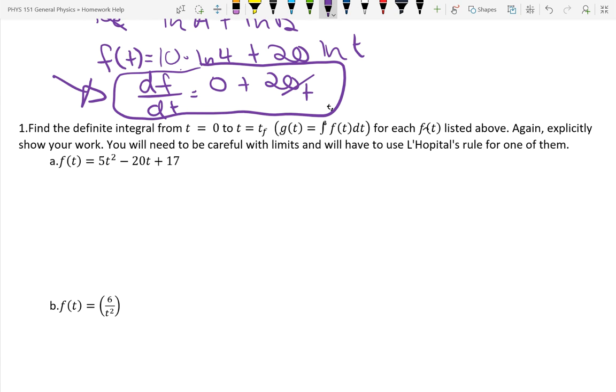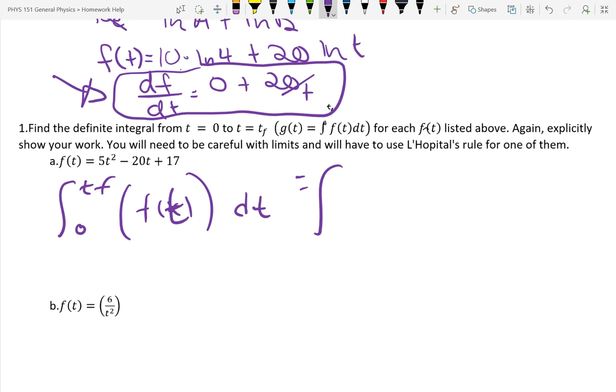So you're going to integrate from 0 to t final. The t was funny in the f of t, but it was surprisingly like an x. Yeah. And we're going to put in the function, f of t, that's given.